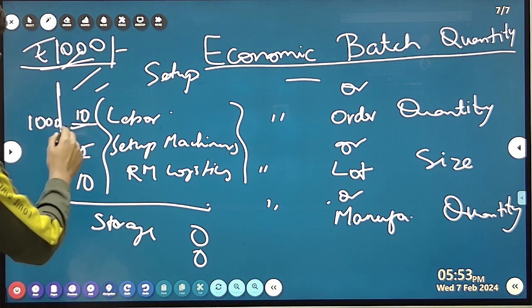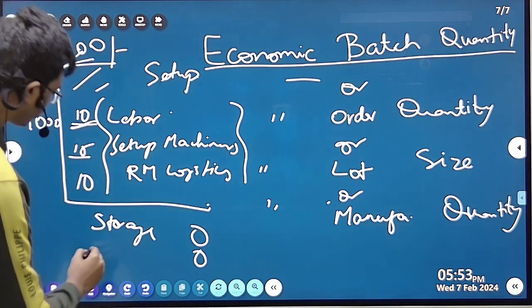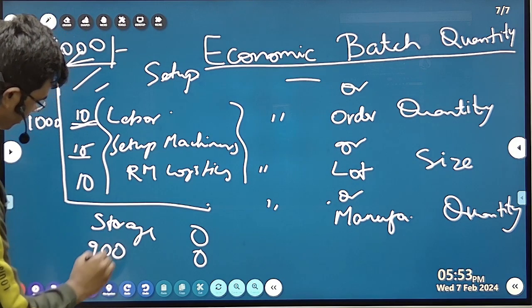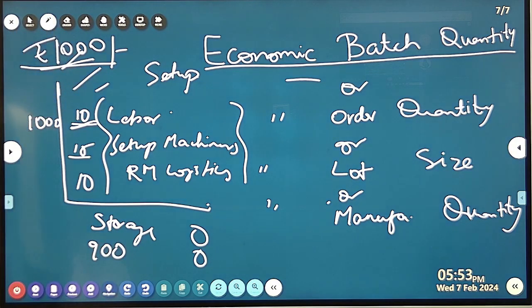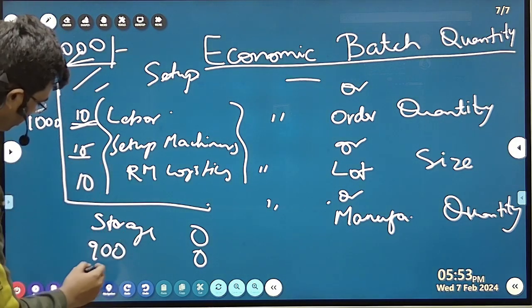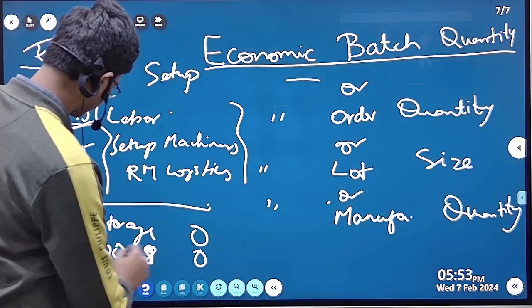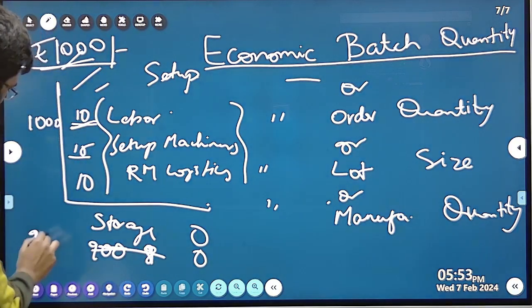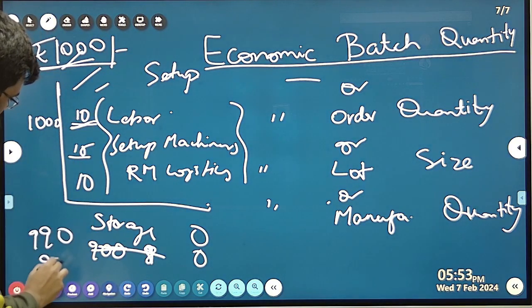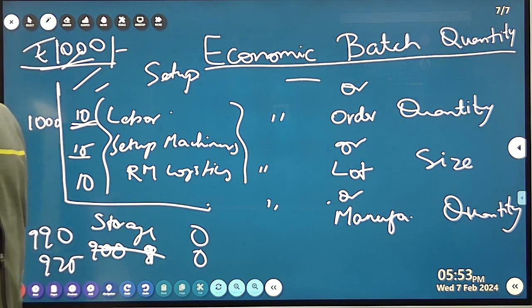But you can only sell 10, so you are having 990 in your inventory for today, right? And tomorrow you will sell 15 probably, so you will have 975 in your inventory. Per day you are incurring inventory charges, right?